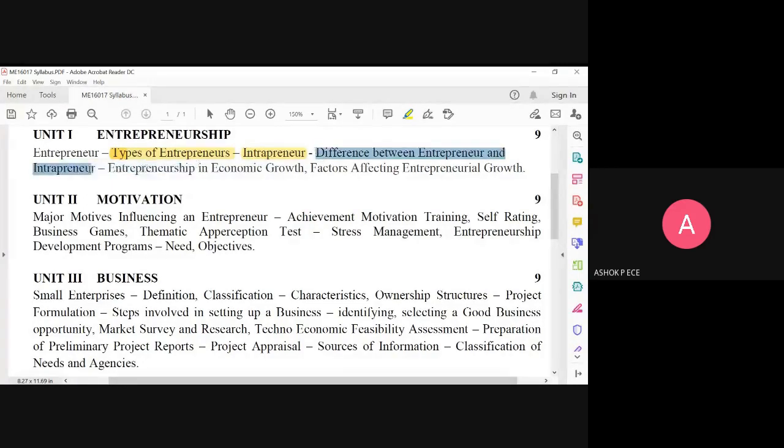The entrepreneur is going to start his own business and provide jobs, and the other is going to work under an entrepreneur. That is the name given to each. Then entrepreneurship in economic growth: how the entrepreneurs are going to assist the growth of the country, how they are going to economically support the country's growth, and finally the factors affecting his growth. What factors should you consider which are going to change or affect his growth?